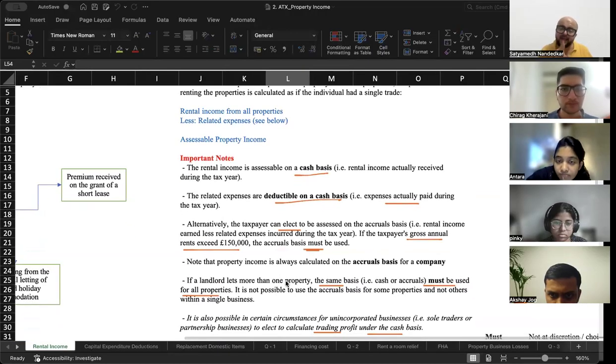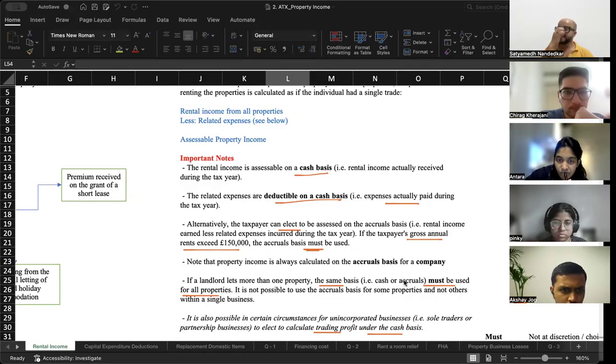Alternatively, the taxpayer can elect to be assessed on an accrual basis, that is rental income earned less related expenses. When I say elect to be assessed on an accrual basis, so what election is made when you already have a default option? The default setting is cash basis. You can choose accrual basis if you want, but if the taxpayer's gross annual rent exceeds 1,50,000, the accrual basis must be used. Okay. Now, the moment it crosses 1,50,000, you don't have a choice. Then the rental income will be assessed on accrual. Property income in case of a company is always assessed on an accrual basis.